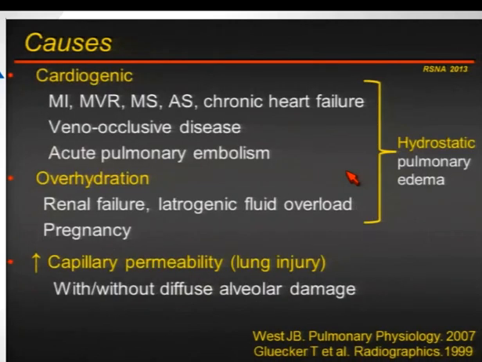The causes of pulmonary edema can be divided into two main categories, one being the hydrostatic pulmonary edema that can be subsequently subdivided into cardiogenic and overhydration, and the other being increase in capillary permeability due to lung injury.